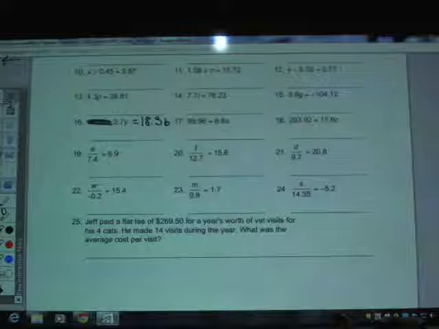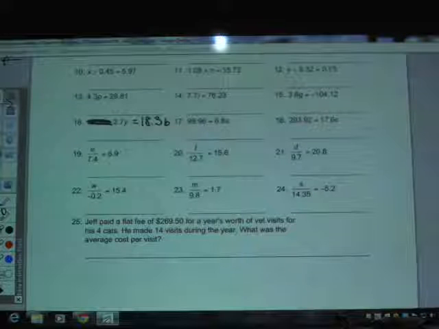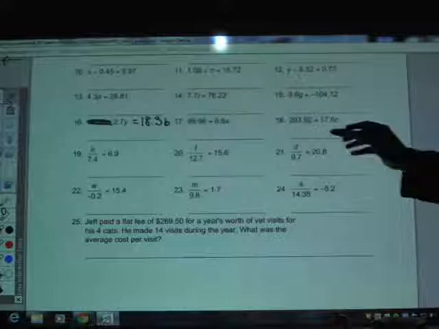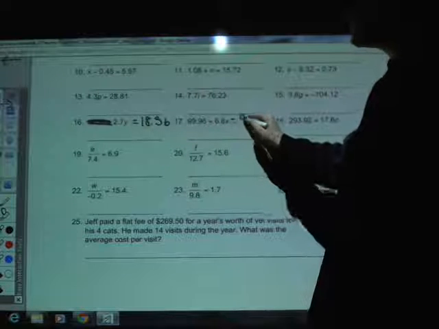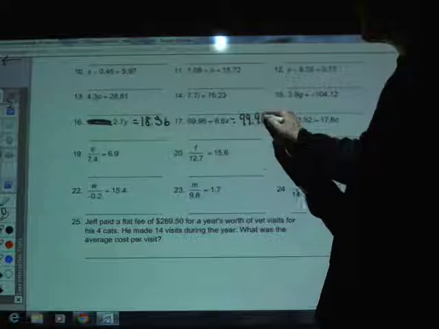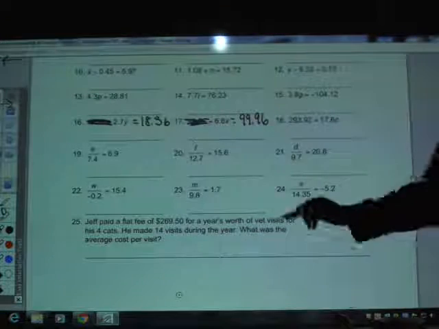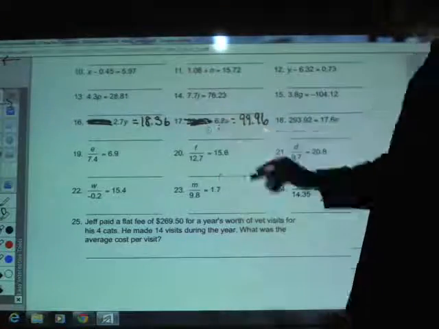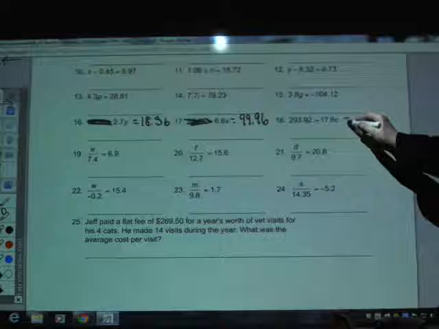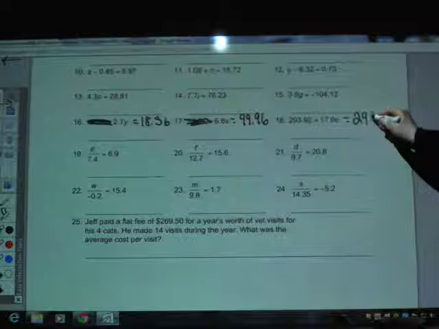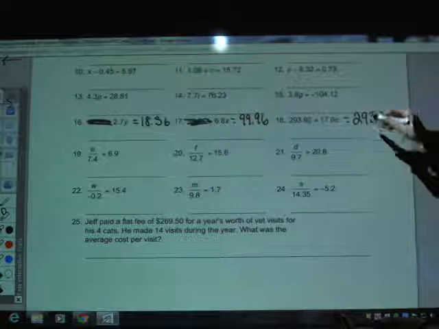We're going to rewrite 19 as 6.8x equals 99.96. And we're going to rewrite 18 as 17.6c equals 293.92.